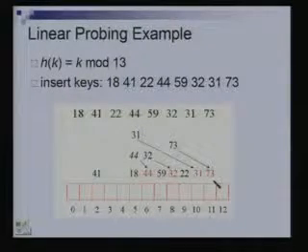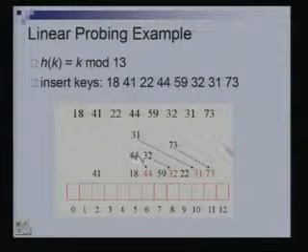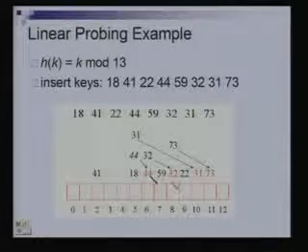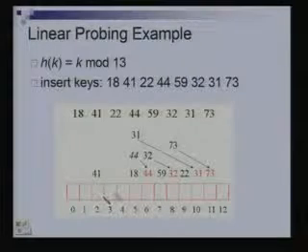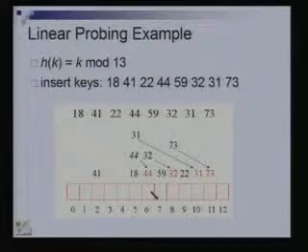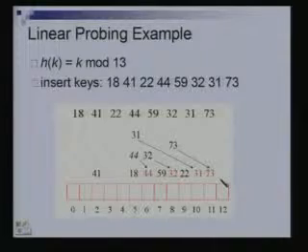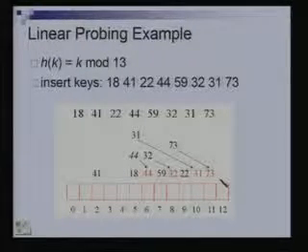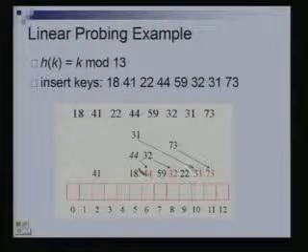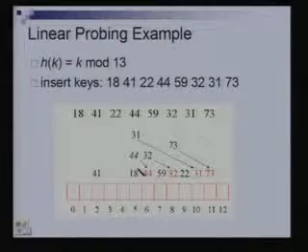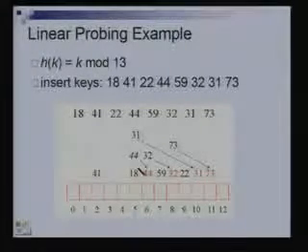All the elements are sitting in the table. So this is the position of the elements. 41 is at location 2, 18 at location 5, 44 at location 6, and so on. Now this also shows you one problem with this technique. What is happening is that the elements tend to aggregate and form clusters. And so you might have to go through many locations while searching for an element.